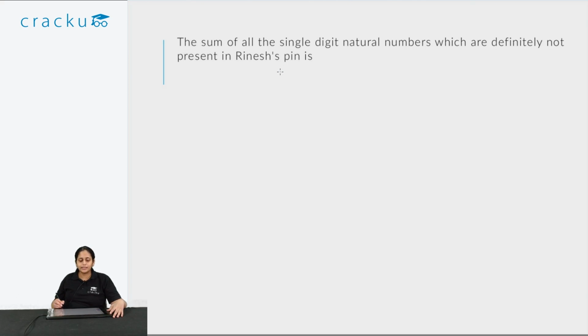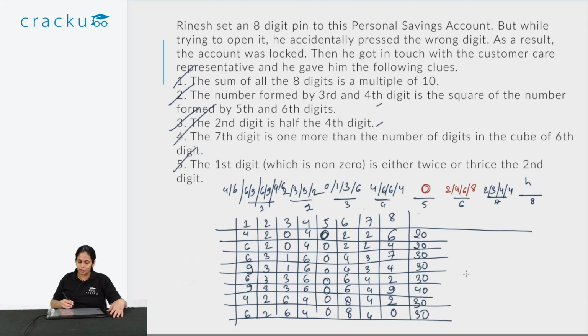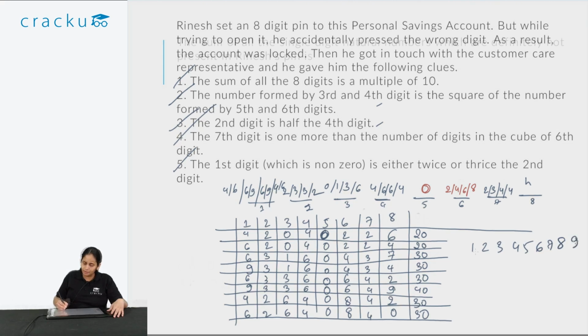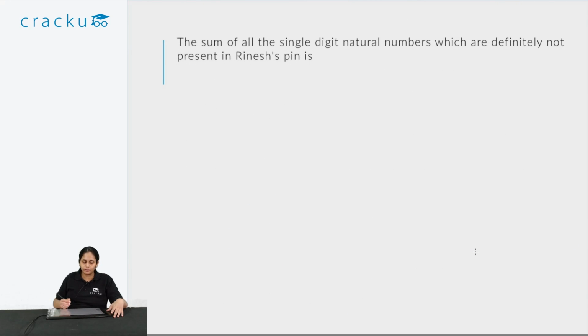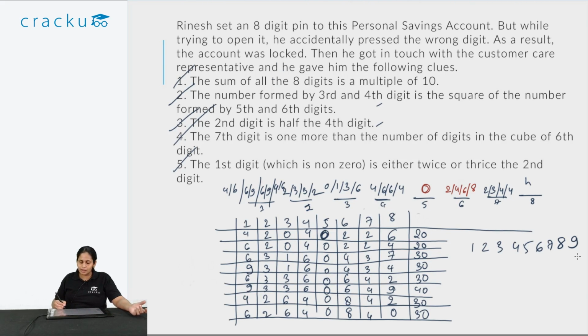The sum of all the single digit natural numbers which are definitely not present in the Arrhenius pin is, so we have to see which of 1, 2, 3, 4, 5, 6, 7, 8, 9 natural numbers is definitely not part of Arrhenius pin. So which of these numbers is not part of any of the pins that are possible? See, 1 is over here in the third row, 2 is in the first row itself, 3 is in the third row as well. 4 is in the first row, 5 is nowhere actually. So 5 is not present.